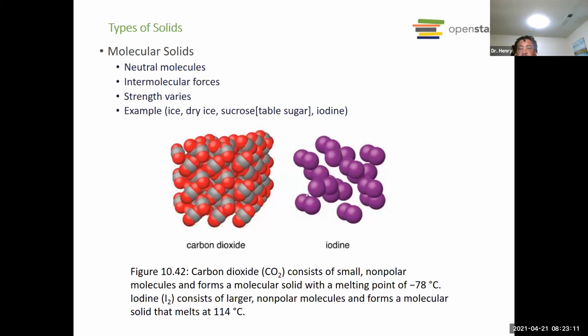Okay. And to kind of show you the drasticness of their melting points. So we know that carbon dioxide melts at negative 78 degrees Celsius. So if it goes above that, it melts, okay? And then iodine, on the other hand, is gonna melt at 114 degrees Celsius.